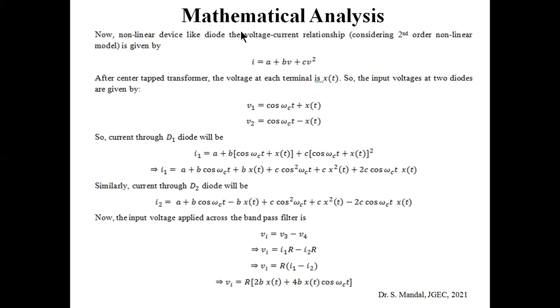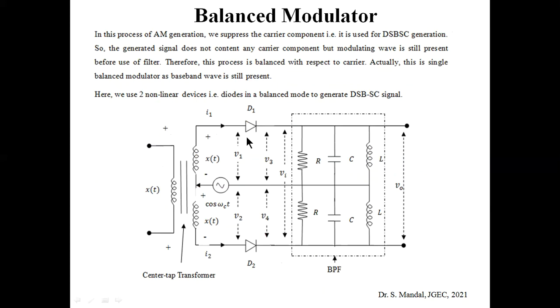Now, the mathematical analysis of the balanced modulator. Again we are considering the nonlinear device, the diode, and that is expressed in terms of a second order nonlinear model or polynomial equation. So it can be expressed like this: i = a + bv + cv². Now if the voltage across one side is x(t), obviously along the transformer the voltage induced will also be x(t).